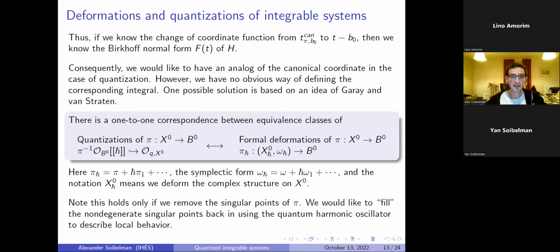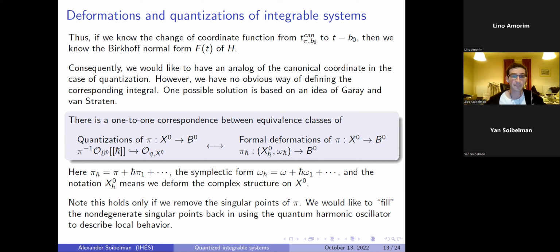I want to be able to do the same thing in the quantum case, but in the quantum case, there's not any obvious way of understanding what this integral over this relative two-cycle of the symplectic form is. So in order to solve this problem, I introduce a correspondence between quantum objects, which are more algebraic, and formal deformations of the integrable system, which are more geometric and where you can actually compute integrals.